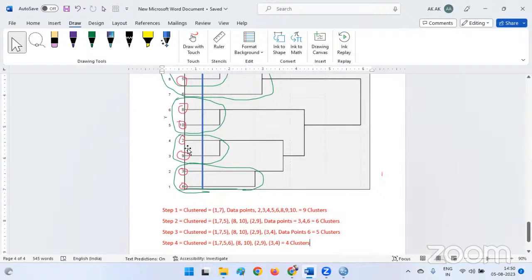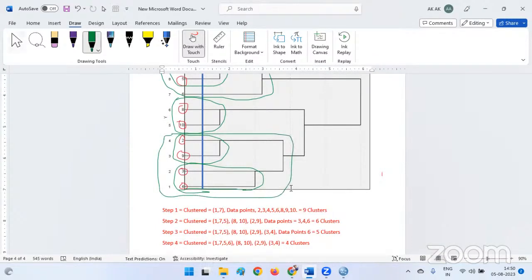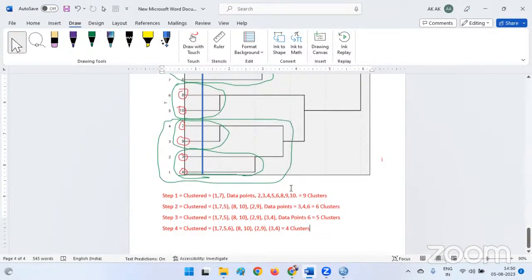Now, let us compare with our normal result. 1, 7, 5, 6 makes one cluster. We can say 1, 5, 6, 7; 8 and 10; and 2, 3, 4, and 9. So here we go, we have 3 clusters. 1, 5, 6, and 7 is cluster number 1. 8 and 10 is cluster number 2. And 2, 3, 4, 9 is cluster number 3. So exactly the results of the hierarchical cluster are matching with the results of the k-means cluster, right? That is all the game of proximity and distance.